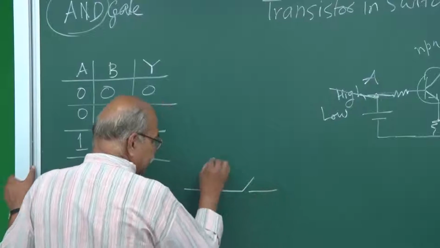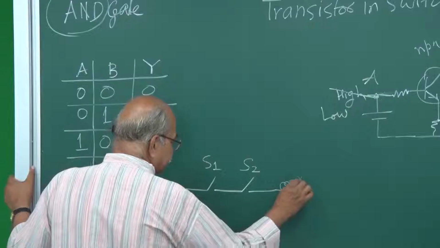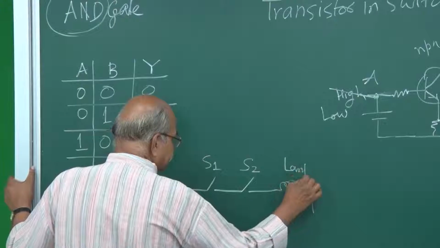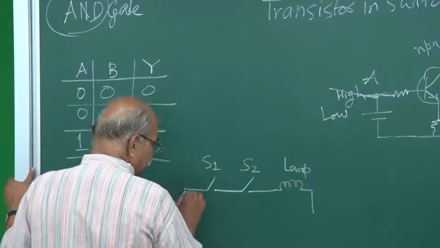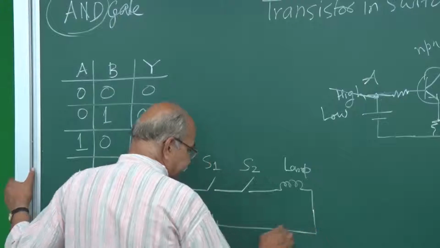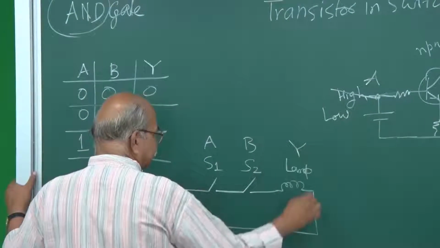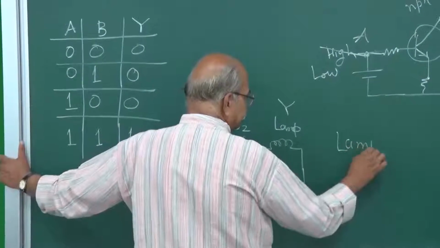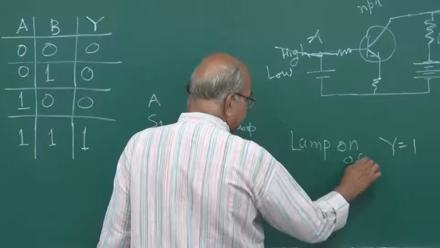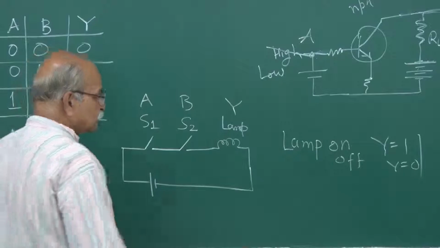You can have 2 switches, and these can be treated as inputs, and then you have a lamp out here. This is your output, a lamp, and then you have an appropriate battery or power source. You can treat this as A, this as B, and this as Y. Lamp on, Y is equal to 1, and lamp off, Y is equal to 0. So that's the output.